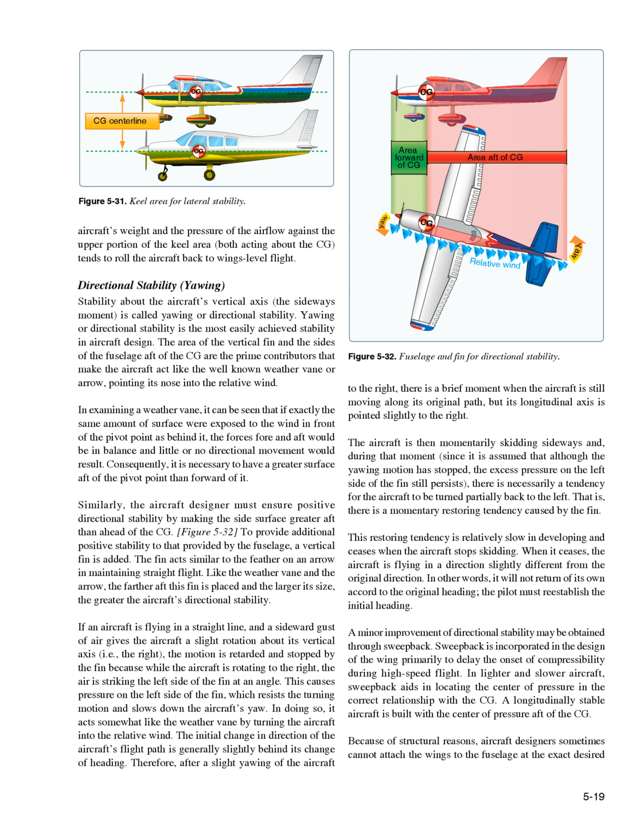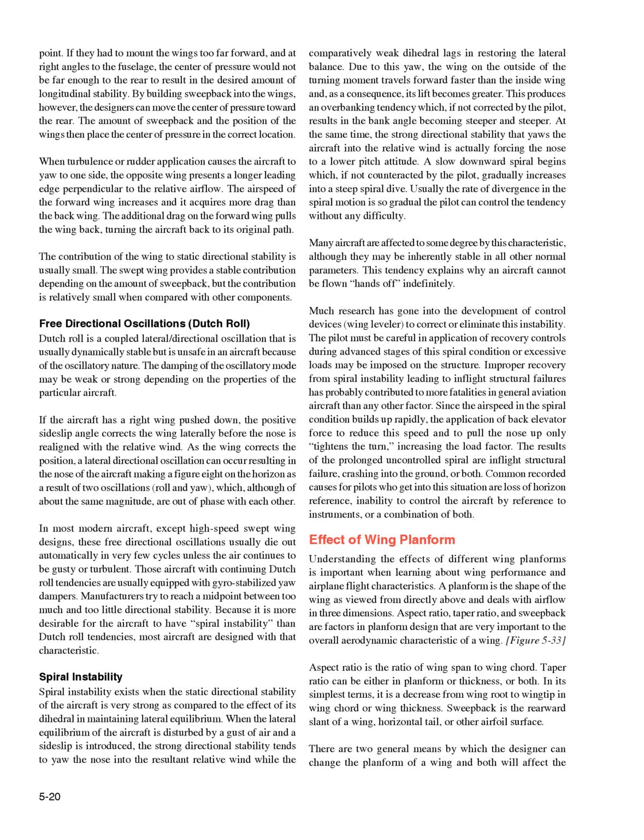Sweepback is incorporated in the design of the wing primarily to delay the onset of compressibility during high-speed flight. In lighter and slower aircraft, sweepback aids in locating the center of pressure in the correct relationship with the CG. A longitudinally stable aircraft is built with the center of pressure aft of the CG. Because of structural reasons, aircraft designers sometimes cannot attach the wings to the fuselage at the exact desired point. If they had to mount the wings too far forward, and at right angles to the fuselage, the center of pressure would not be far enough to the rear to result in the desired amount of longitudinal stability.